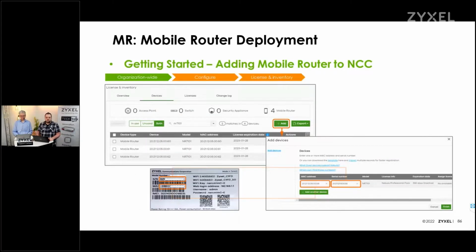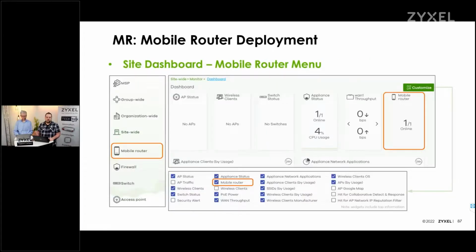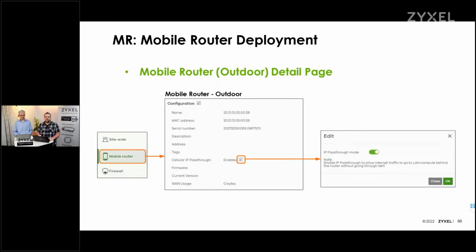Good. So to add the device into Nebula, you can scan the QR code with the Nebula app, or type in the credentials and add it into Nebula. After you do this, you find the mobile router tab on the left side. Your mobile router should be online because you already configured the WAN settings. From here, you can, for example, enable cellular IP pass-through. This feature helps you forward the WAN IP directly to the device. So if your SIM card supports this, you can use it, for example, for a VPN backup application.